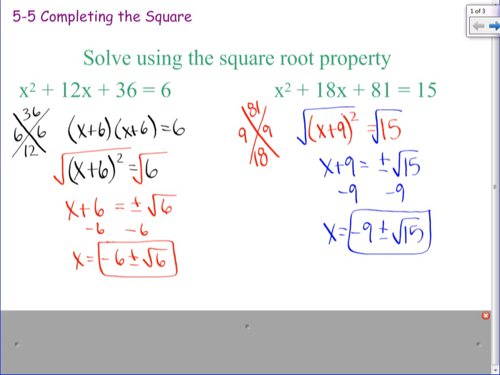Now really there's two answers here. Would you agree with that? There's negative 9 plus root 15 and negative 9 minus root 15. So those are the two x-intercepts of your parabola.